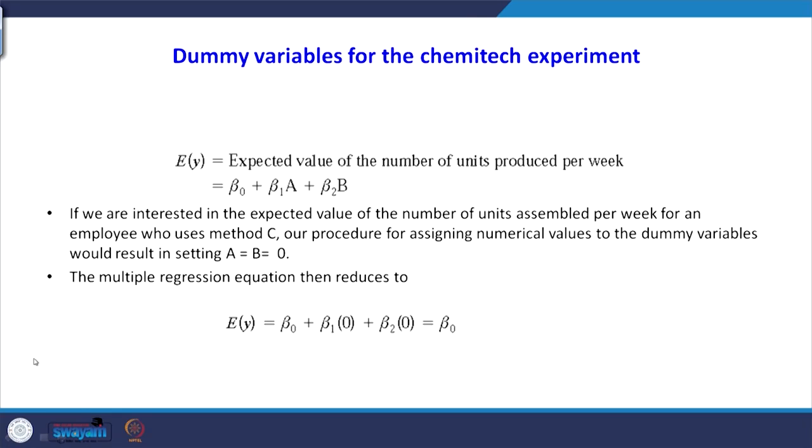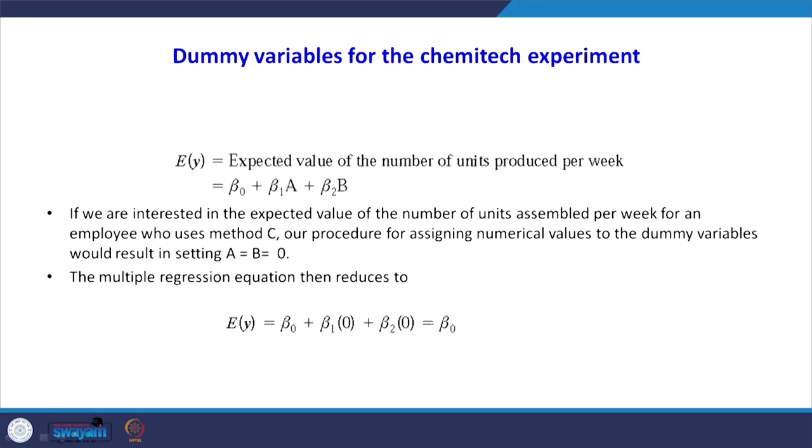See, the expected value of y is the expected value of the number of units produced per week. This is the regression equation, beta 0 plus beta 1 a plus beta 2 b. If you are interested in the expected value of the number of units assembled per week for an employee who uses method C, our procedure for assigning numerical values to the dummy variables would result in setting a equal to 0, b equal to 0. Suppose you want to know the answer for assembly method C, we have to substitute a equal to 0, b equal to 0.